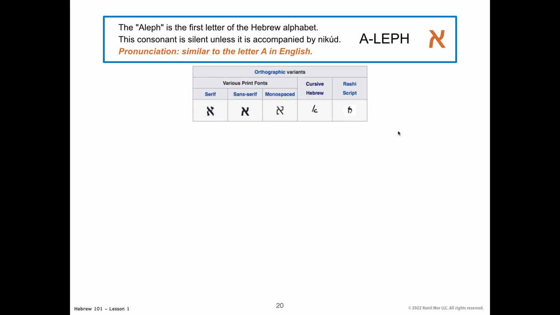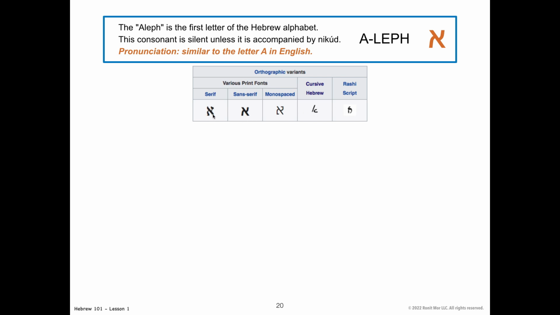Okay, so let's start. The letter Aleph is the first letter of the Hebrew alphabet. It is a consonant, it's silent, unless it is accompanied by nikud. The pronunciation of Aleph is similar to the letter A in English. With every letter, I'm going to show you a table like this that shows you the different ways of writing Aleph.